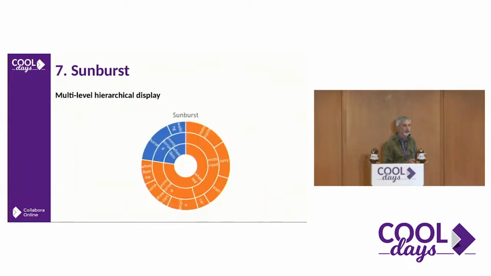This is called Sunburst, which is similar, but it'll show any number of hierarchical levels. So as you move out from the center of the circle, each segment can get broken down further and further. And you can have an arbitrary number of levels.